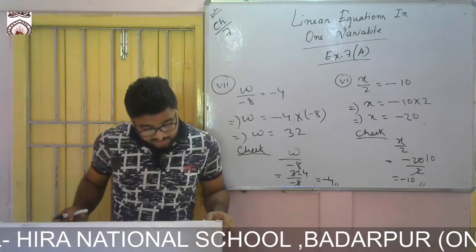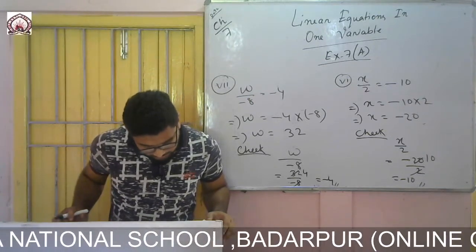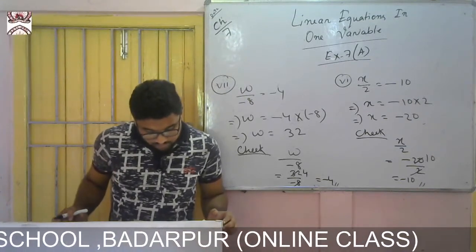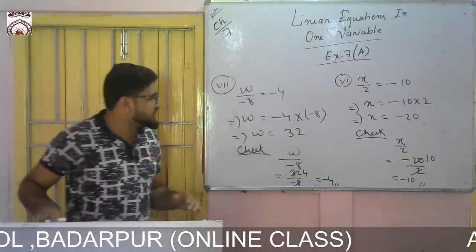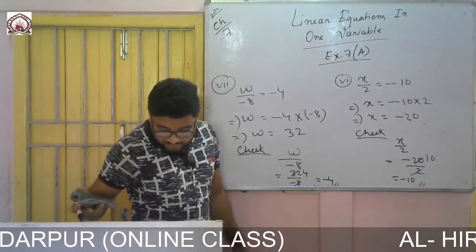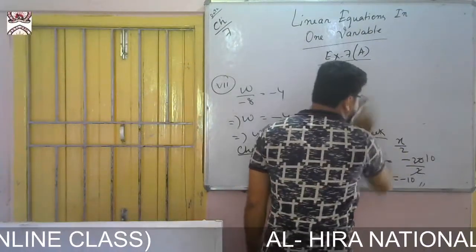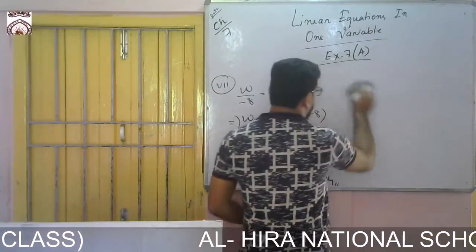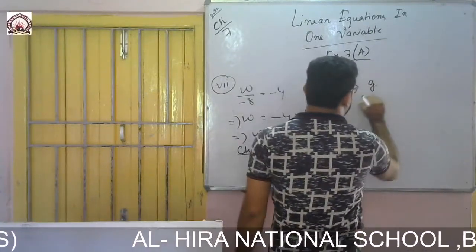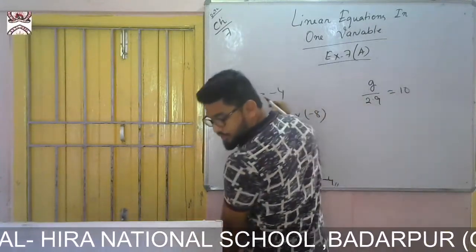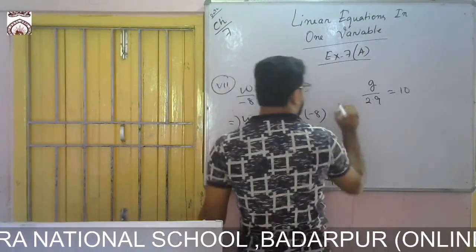Now come to question number 8. G by 2.9 equals 10. Which question? Question number 8.